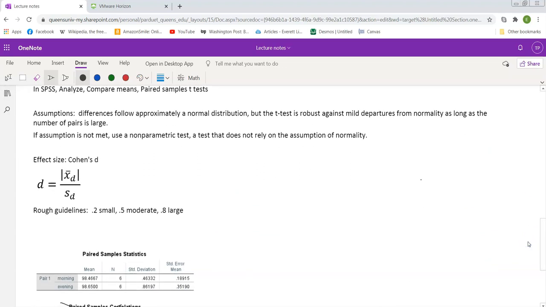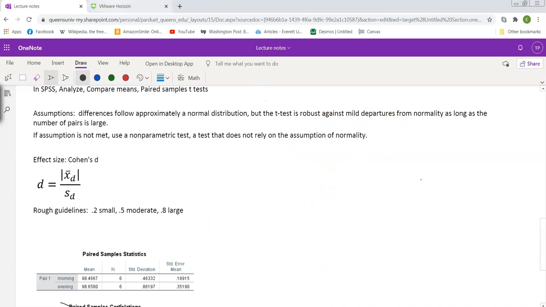Let's talk a little bit about the assumptions. There's really just one assumption, and that's that the differences follow approximately a normal distribution. Although, as we've seen in other t-tests and ANOVAs, the t-test is robust against mild departures from normality as long as the number of pairs is large. Essentially, as long as we have a large enough sample size, we can do whatever we want, which is not exactly true. But here we don't have a large sample size.